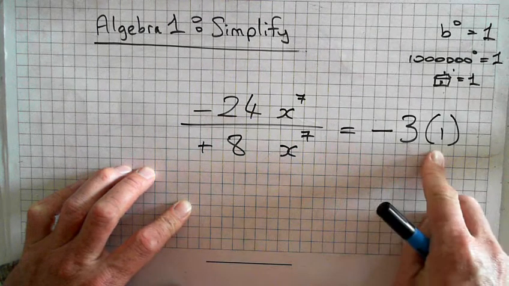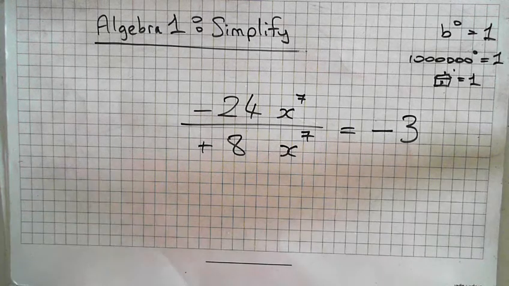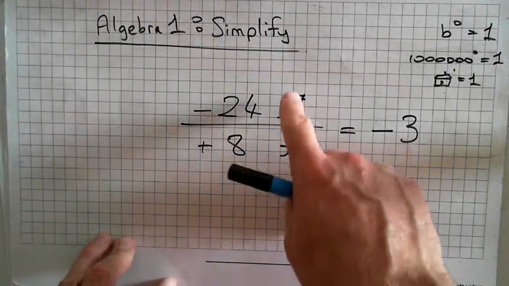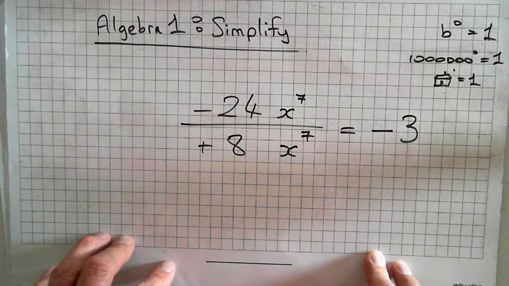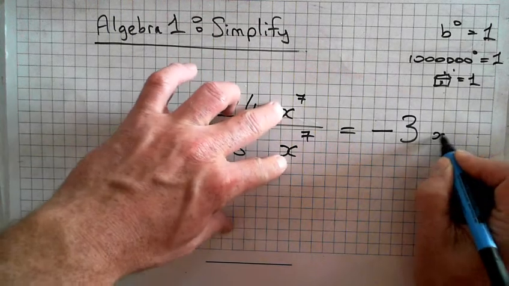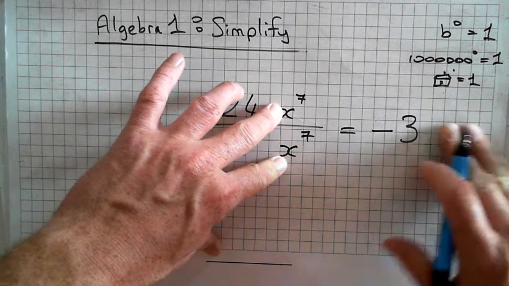is 1. But what is 1 times minus 3? Minus 3. So some people say that these cancel each other. But does it really cancel each other? No, x to the power of 0 becomes 1. 1 times minus 3 is still minus 3.